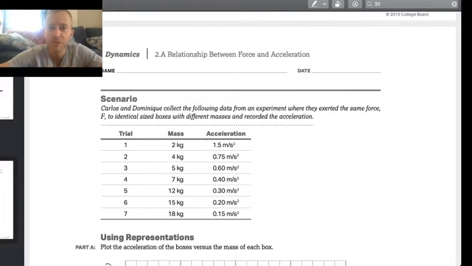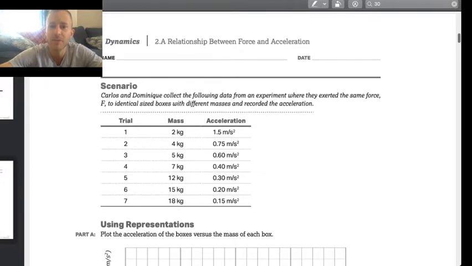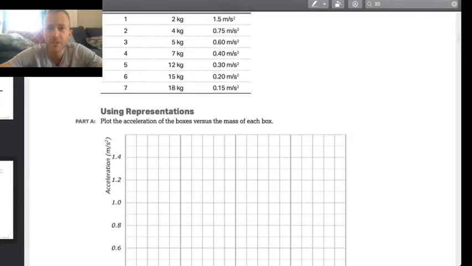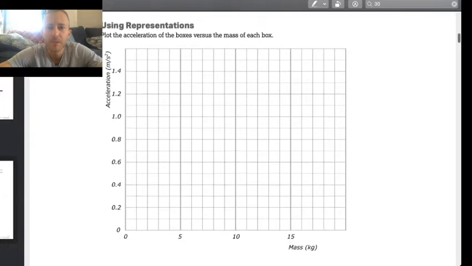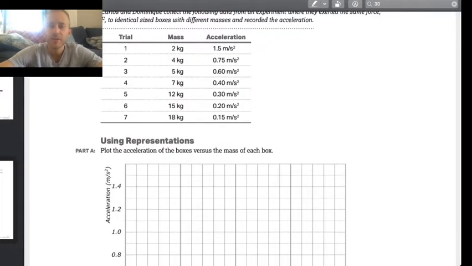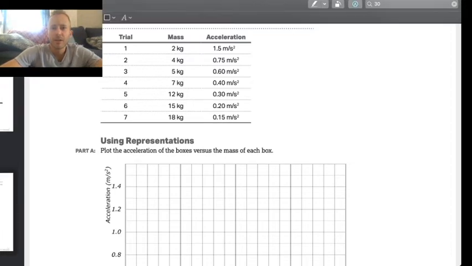Okay. So Carlos and Dominique collect the following data from an experiment where they exerted the same force F to identical sized boxes with different masses and recorded the acceleration. Plot the acceleration of the boxes versus the mass of each box. So I'm just going to do two of the points. I'm going to do this point and this point.